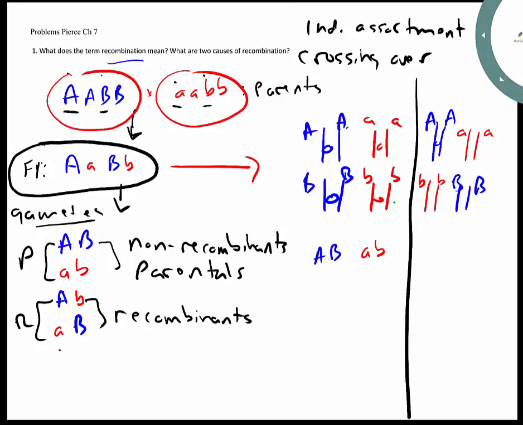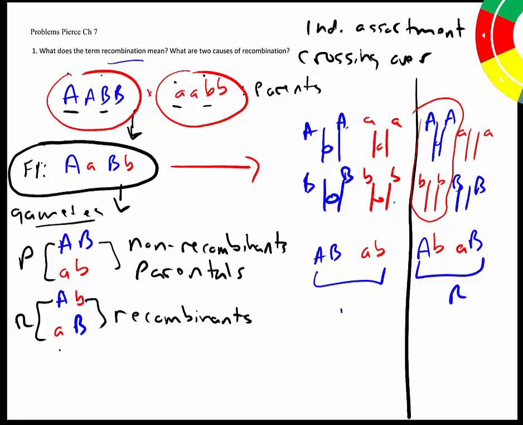So we're going to get big A, and it's going to go with little b, just because of the way these guys are lined up. And then on the other side, we get little a, and we get big B. So these are recombinants, and these are parentals. And we're generating recombinants by independent assortment.